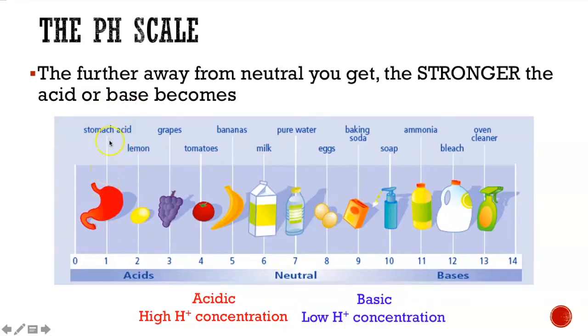Stomach acid is super, super acidic. That's why if you ever have heartburn, it means your stomach acid is coming up a little bit into your esophagus and you feel that burn feeling. Very strong acid. Milk, not so strong. We've got some bleach, oven cleaner. That's the stuff where you'll start to see labels on there to be careful because those are very strong bases. Soap is only slightly basic, enough to kill off bacteria and other stuff. So there's kind of a picture of some everyday stuff on a pH scale.